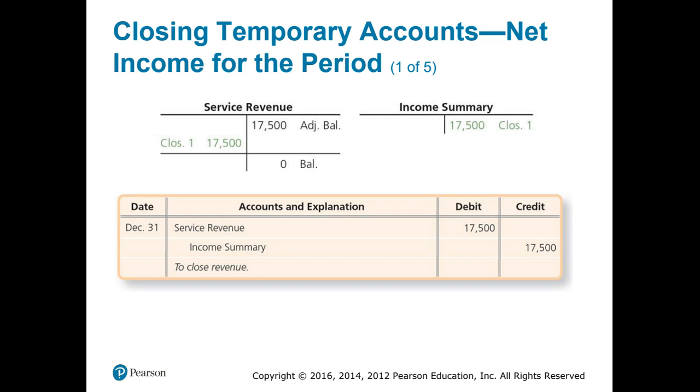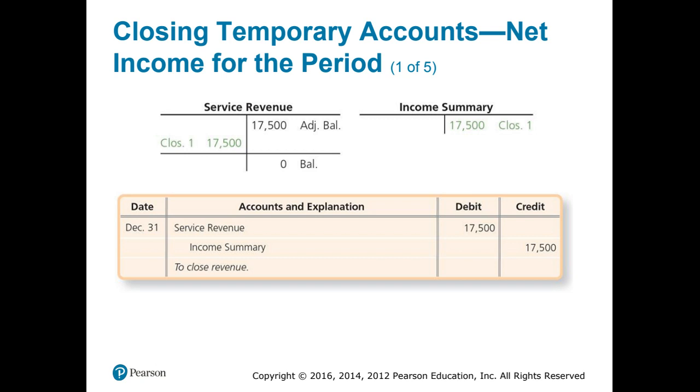So we debited service revenue here, so we're going to debit service revenue in our journal entry. And we're going to show that we credited our income summary. We always list debit first, credit second. And then the note here is to close revenue, service revenue, whatever you prefer. And just remember when we talked about this, the notes should be short, but they need to also explain whatever's going on.